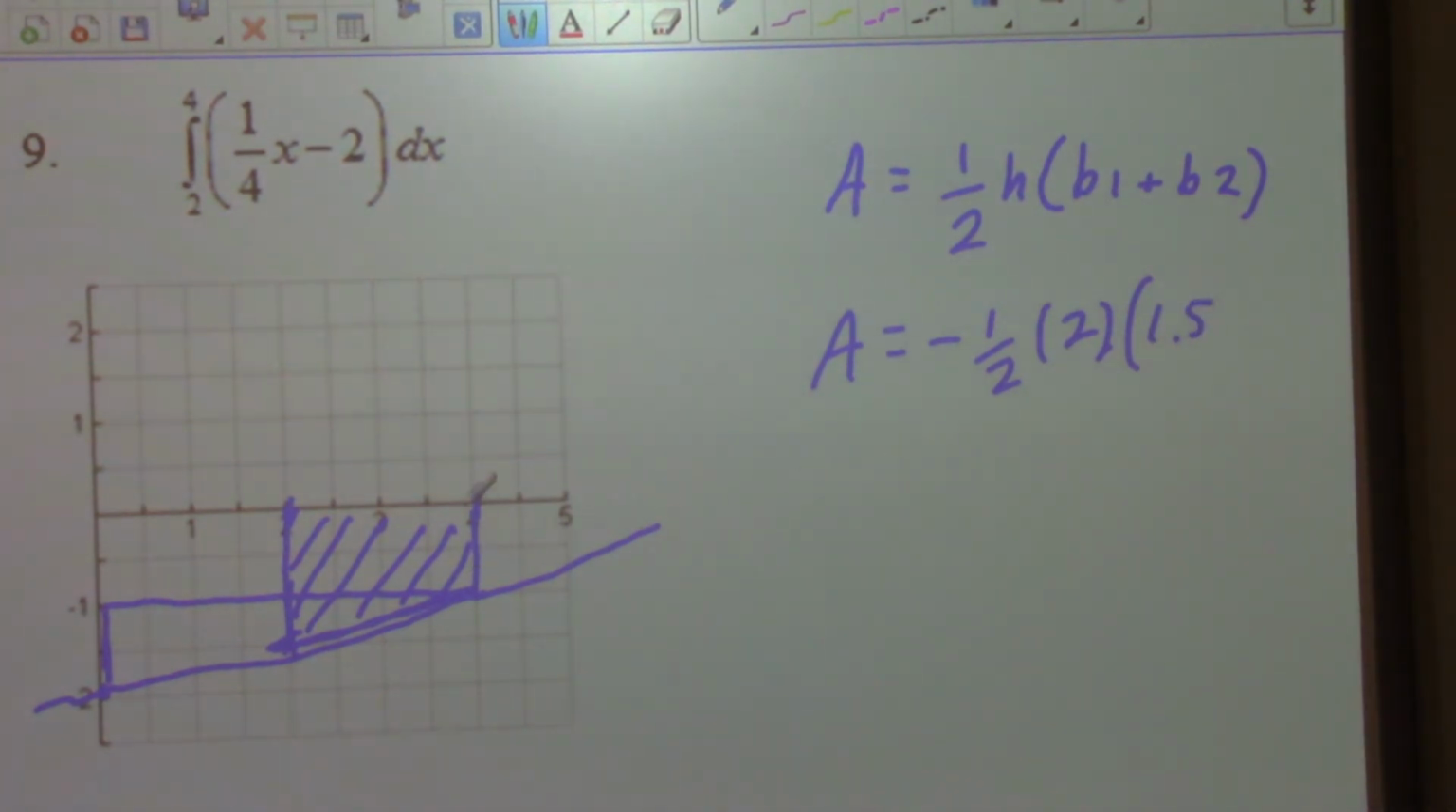And what's this base going to be? 1. So that's going to be 2.5. So that'll be 5 divided by 2. So it'll be negative 2.5, right?